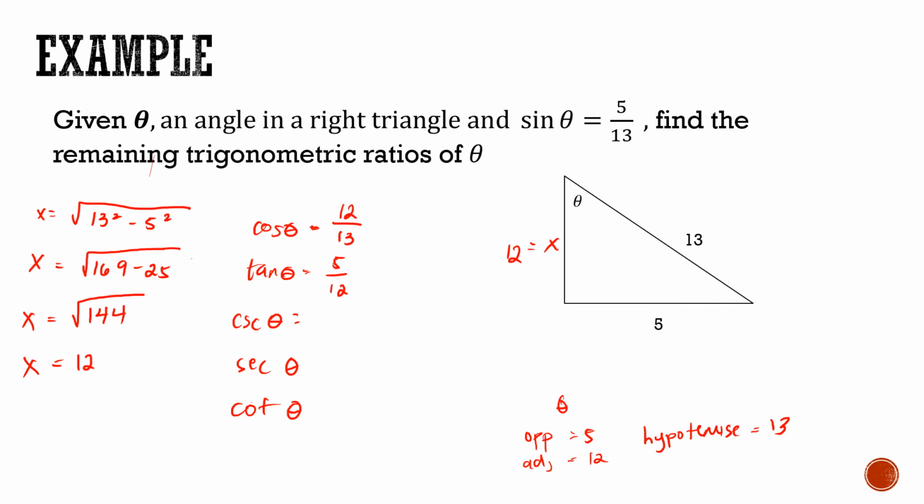Cosecant is the opposite of sine, so if sine is 5 over 13, cosecant is 13 over 5. Secant is the opposite of cosine, so if cosine is 12 over 13, this will become 13 over 12. Cotangent is the opposite of tangent, so if tangent is 5 over 12, therefore cotangent is 12 over 5. Remember, if the fraction can still be simplified, simplify the fraction.